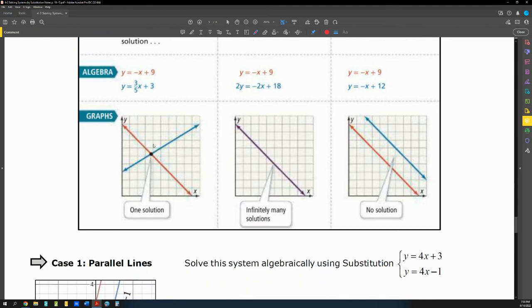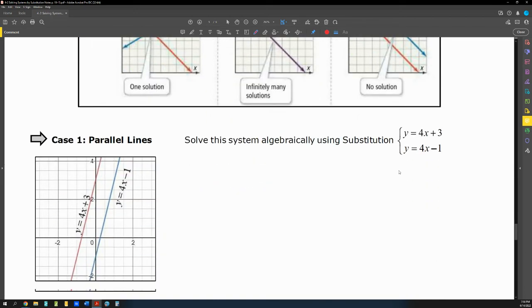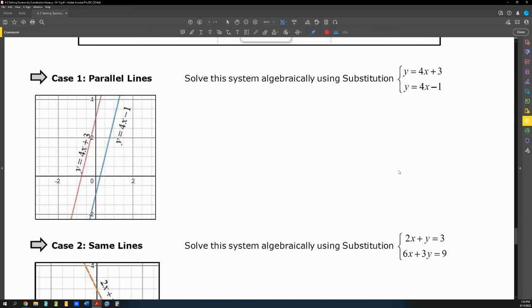If they're crossing, they have exactly one solution. If they're overlapping, they have infinitely many solutions. And if they are parallel, they have no solution. Let's see what this looks like using the substitution method. So case 1 over here, we have parallel lines. Let's see what happens when we solve this system using substitution.